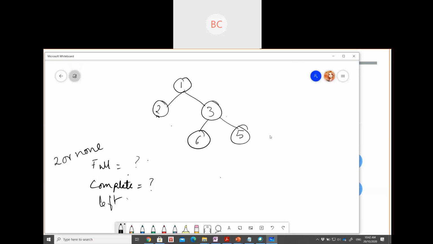See, the condition is already written here. Now just think about the condition. It will say full. What happened to others? Full or complete?